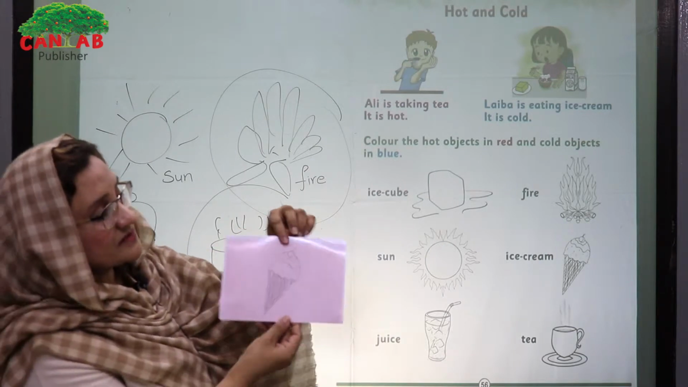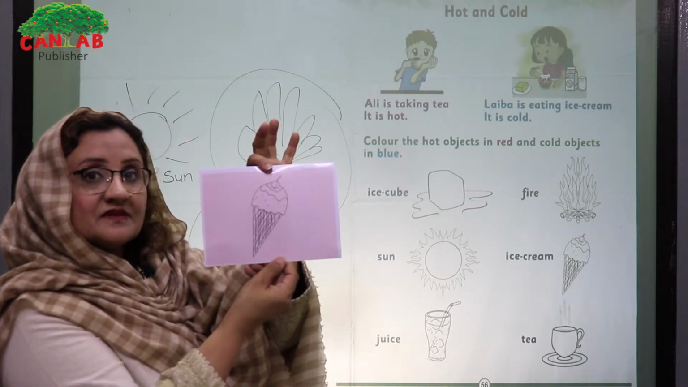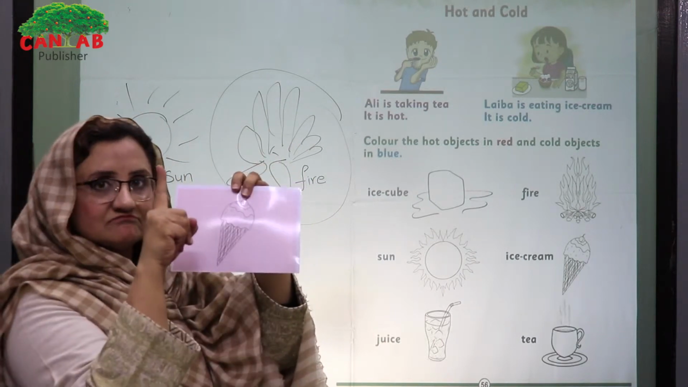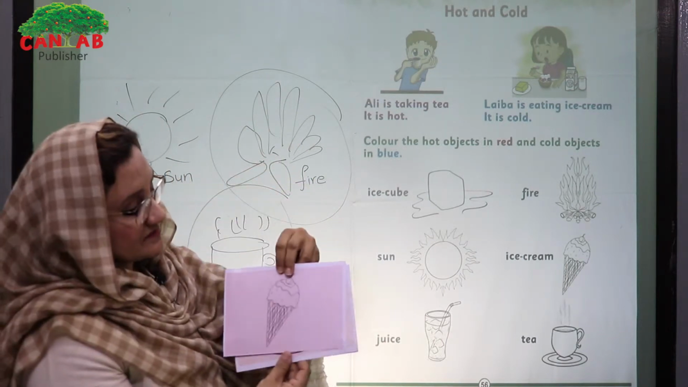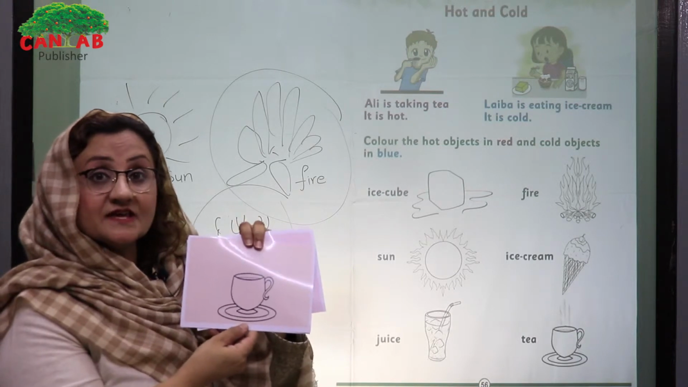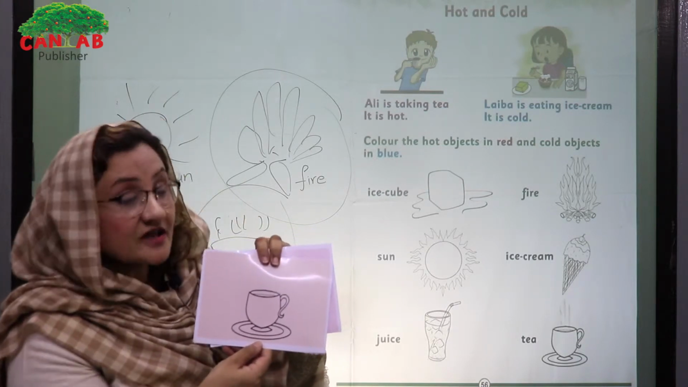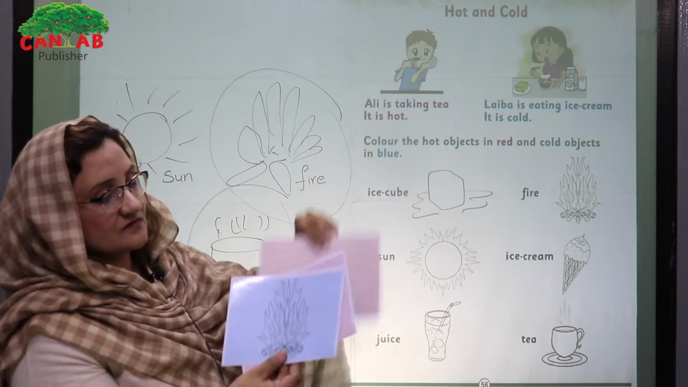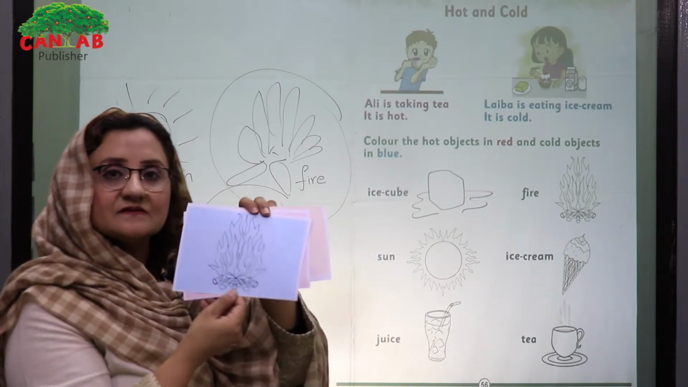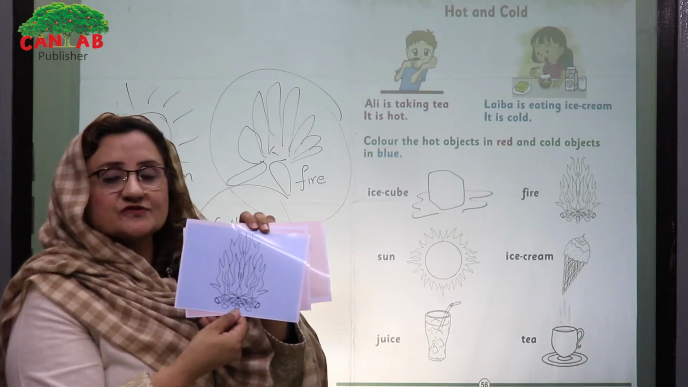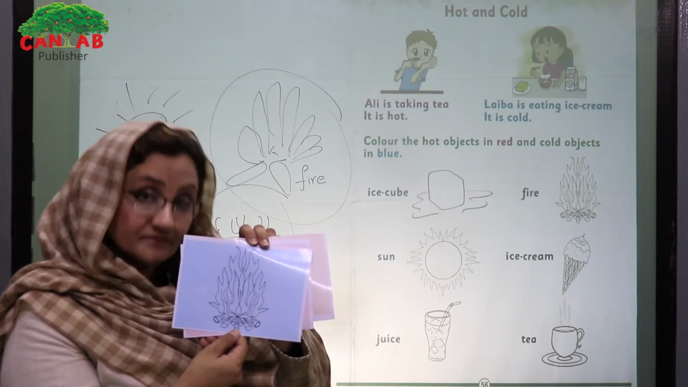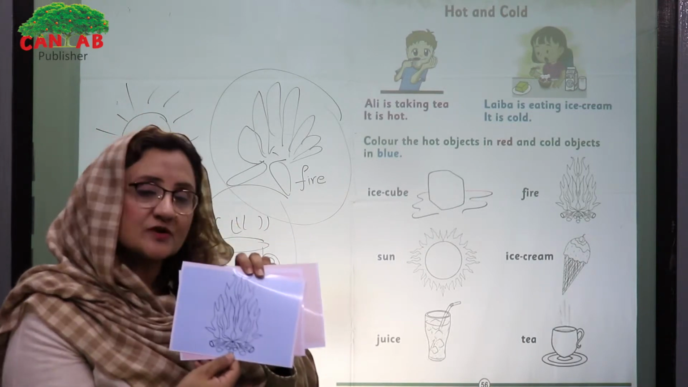Let's start the game. Ice cream. Is it hot or cold? Cold. So you have to clap for one time. Look at here. Tea or coffee. Hot. Now you have to clap for two times. Good. Fire. It's hot. Now what you are supposed to do? Cold or hot? Good. You have to clap twice.